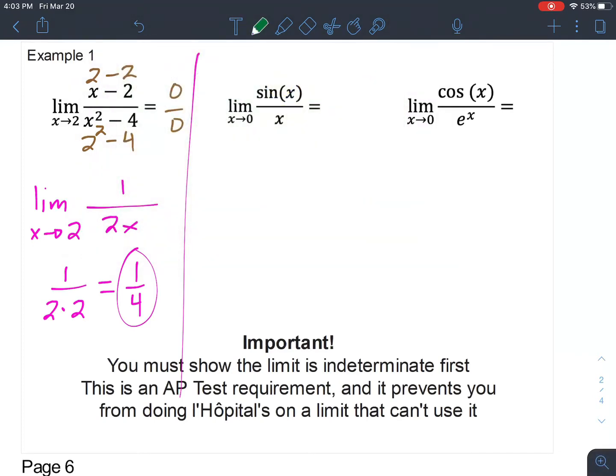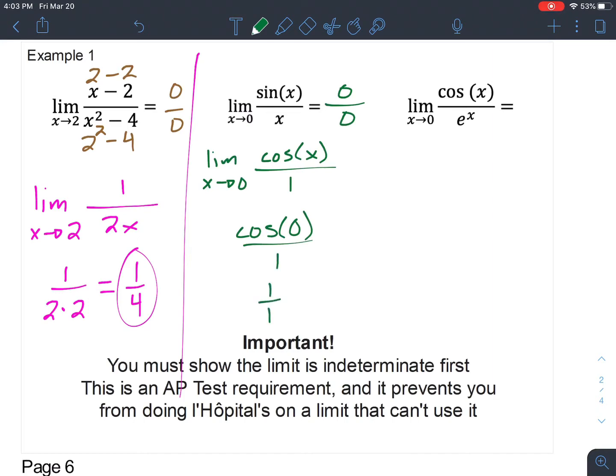Now we're going to do the second one. We're going to put 0 in for x, and sine of 0 is 0. The denominator x gets replaced by 0. That, again, is indeterminate. We are allowed to use L'Hopital's. So we're going to do the derivative of the top. That's cosine of x. The derivative of the bottom is 1. If we put in 0 for x, we get cosine of 0 over 1. That ends up being 1 over 1. And the answer for our middle limit is 1.